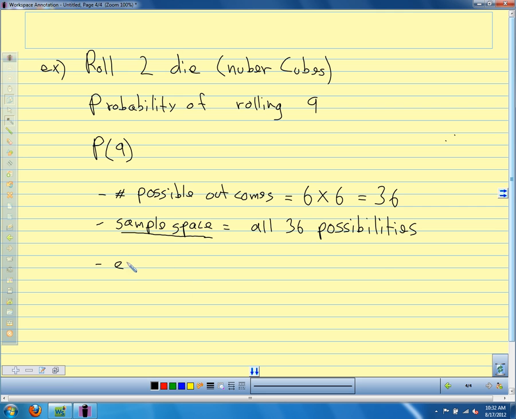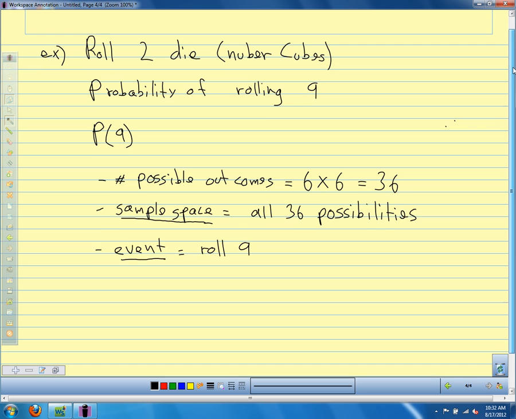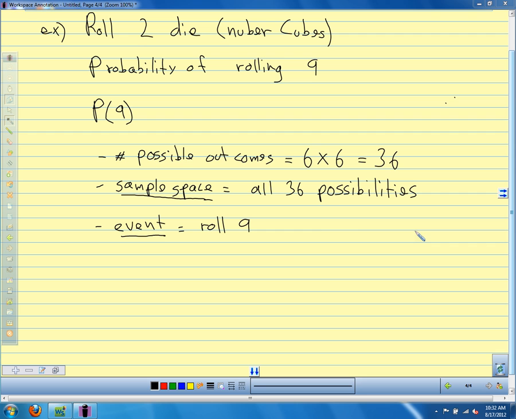Our event, the thing that we're interested in, is a 9. So that's our event. How many favorable outcomes do we have for rolling a 9? How many ways can we roll a 9? Die 1 and die 2. Let's start with the first die. If I roll a 3 on one die, what would give me a 9? A 6. Just going to go up by 1. A 4 and a 5. A 5 on this die, 4 on that die. And a 6 on that die, and a 3 on that die. All of those equal 9.